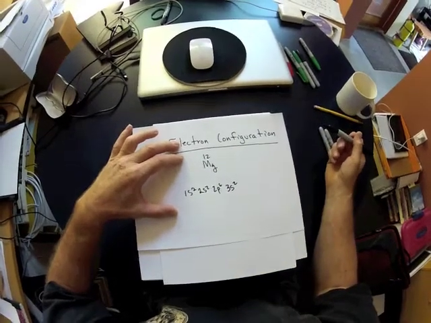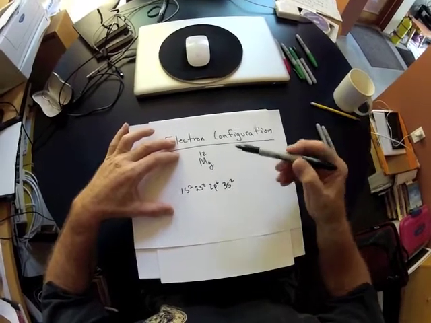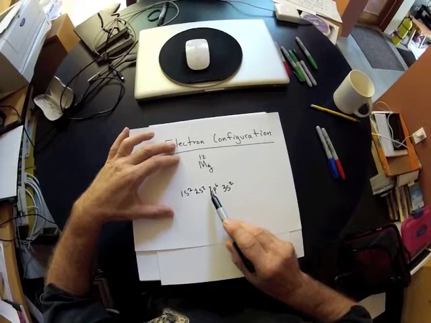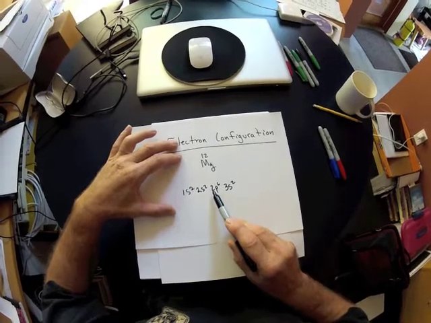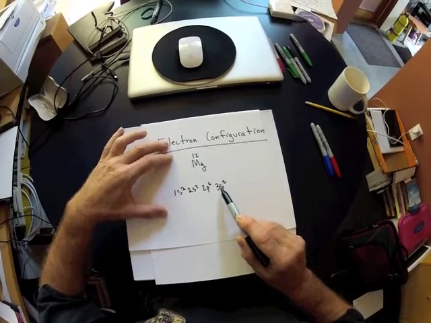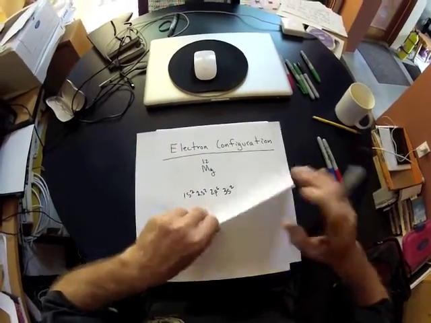We go back and we count electrons to make sure that we've used the right amount, and we see that we have 2 electrons in energy level 1. We have 8 electrons in energy level 2 for a total of 10, and 2 electrons in the s orbital of energy level 3. So the electron configuration is correct.